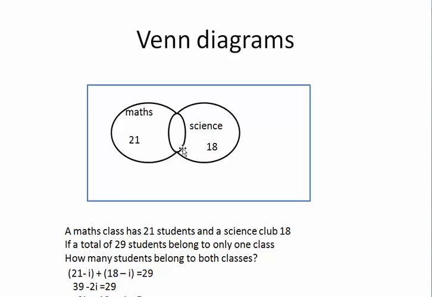So we're trying to work out this section, this overlap. So it's 21 minus the intersection plus 18 minus the intersection equals 29. Then bringing all the terms together, we have 39 minus 2 intersection equals 29. So 2 intersection equals 10, if we take the 39 to the other side, that's 39 minus 29 is 10. So 2 intersection equals 10, so the number in the intersection is 5. 10 divided by 2, 5. So it would be 5 in this position here.